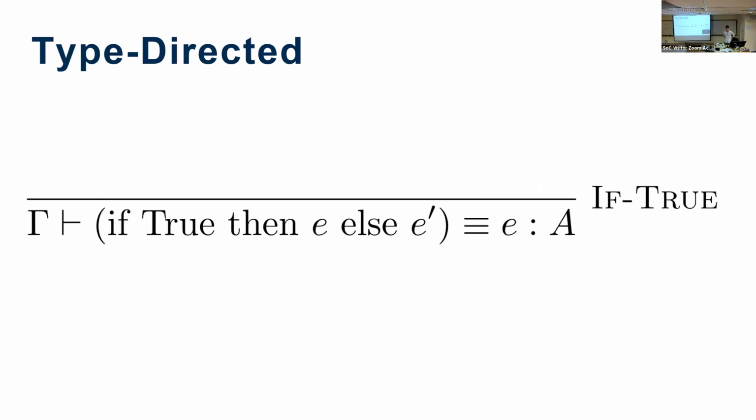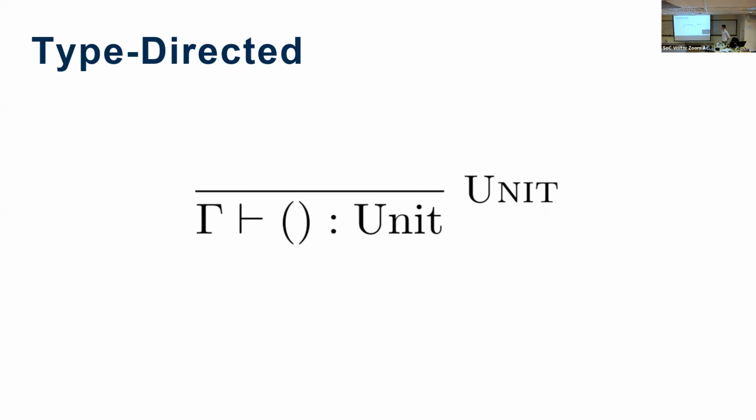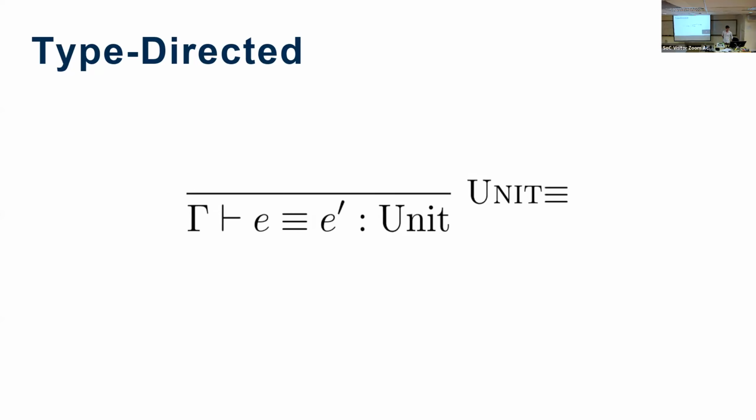Now, we still have all our favorite rules, like the if-true rule, where A here is just the type of E. But since we now have the type, we can consider some interesting type like the unit type, which has one inhabitant, open parenthesis, close parenthesis. That's it. That's the only thing of unit type. We can think that, well, any expression of unit type should run to the same value eventually. Therefore, we can add this rule that just states that everything of the unit type is equal.